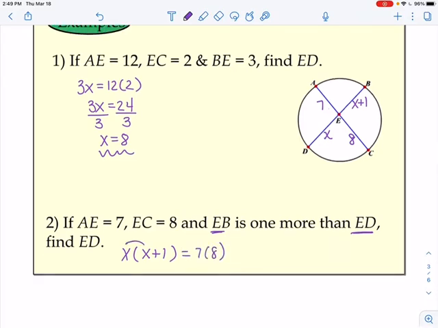So two things that I'm going to do here. I'm going to distribute the x on this left-hand side. So x times x is x squared, and 1 times x is x. And on the right, 7 times 8 will give me an answer of 56.